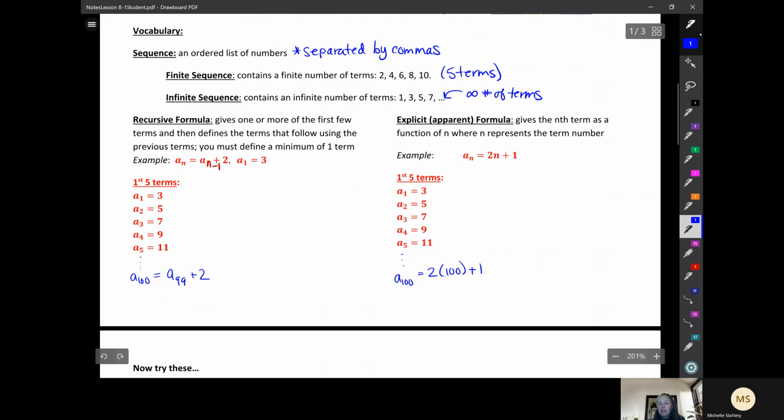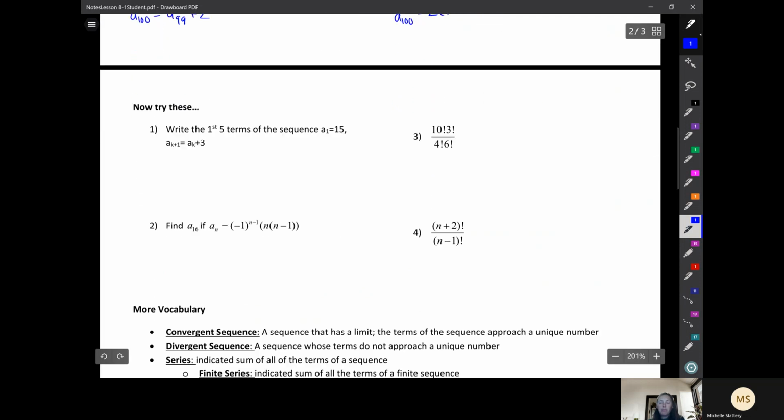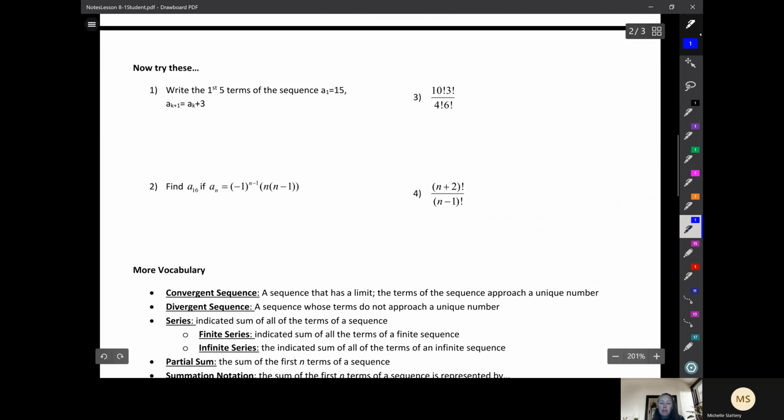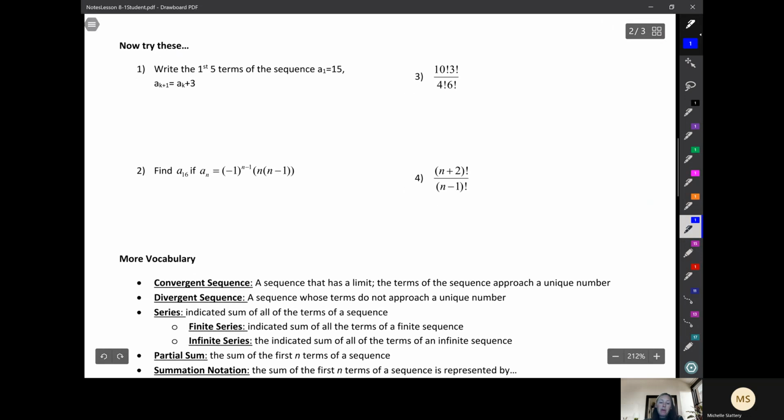Okay, so now a little more practice. Go ahead and try these. Okay, see what you remember about factorials as well as just expanding, now that we just talked about and reviewed some of that vocabulary. So go ahead and pause the video and try these 4 problems, and then restart the video to get the answers.